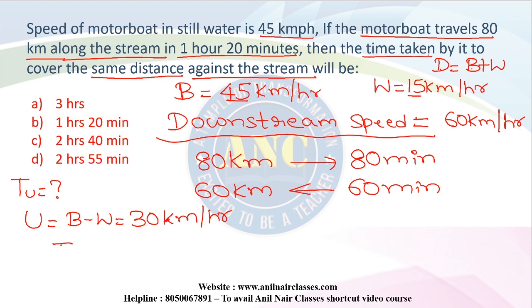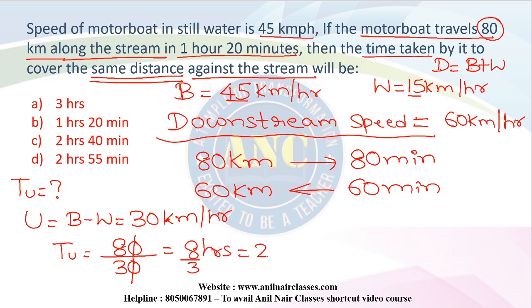It's so simple. Upstream time is nothing but total distance divided by upstream speed. Upstream speed is 30. Distance is given in the question as 80 kilometers. So it is 8 by 3 hours. 8 by 3 hours is a mixed fraction. If I convert, it is 2 and 2 by 3 hours.